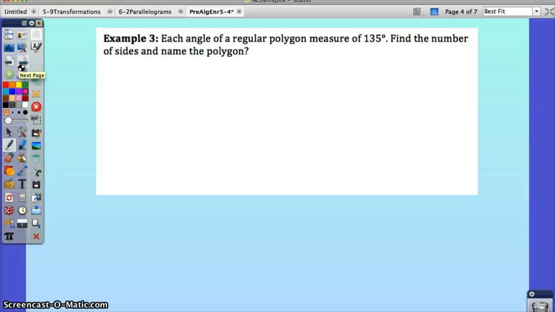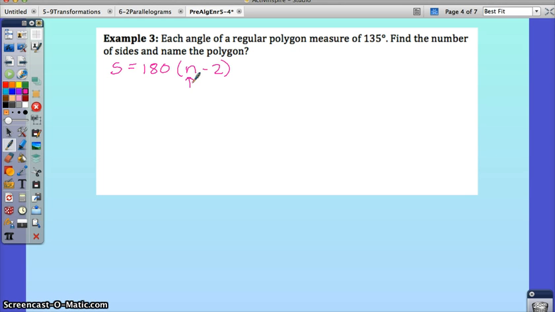Example 3, little tough, let's read this one. Each angle of a regular polygon measures 135 degrees. Find the number of sides and name the polygon. We know the polygon's regular, but we don't know how many sides it has. So when we go to find the sum, we know it's going to be 180 times n minus 2, but we don't know the n. That's what we're trying to find this time.